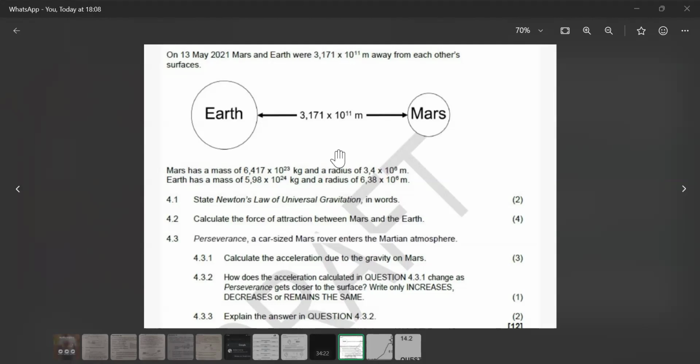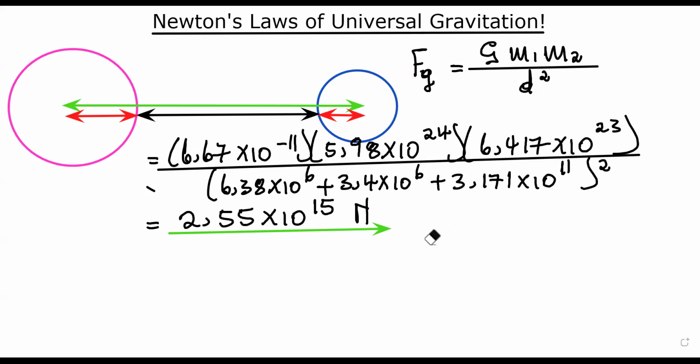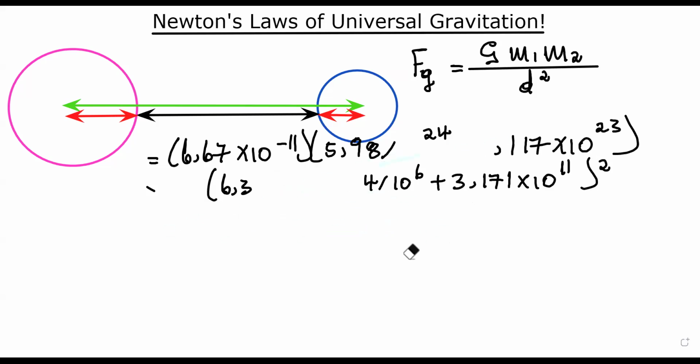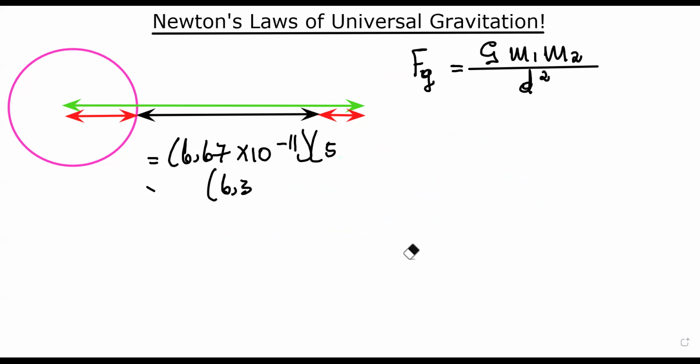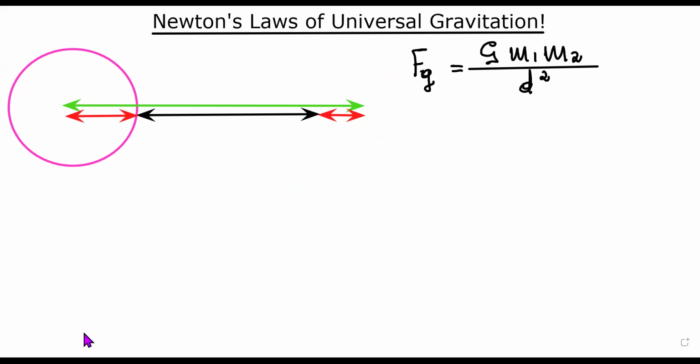Now they say calculate the acceleration due to gravity on the surface of the planet Mars. And here, if you can see well, they didn't give you the mass of this car-sized Perseverance, right? That is because the gravitational acceleration of a planet does not depend on the mass of an object. It only depends on the mass of the planet, as well as the radius of that planet. So that's what you need to know, okay?